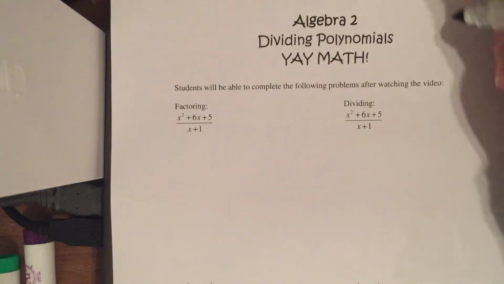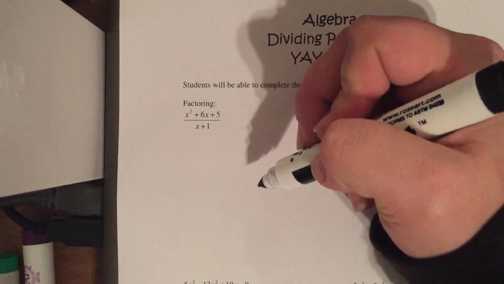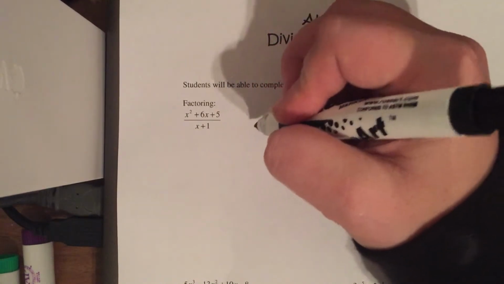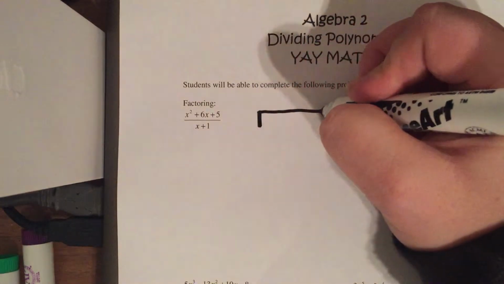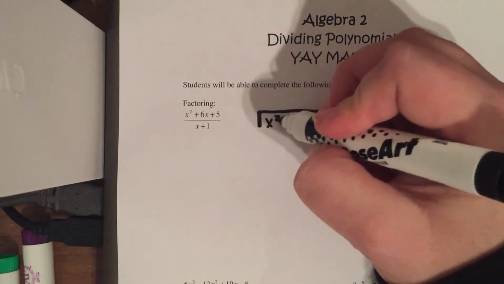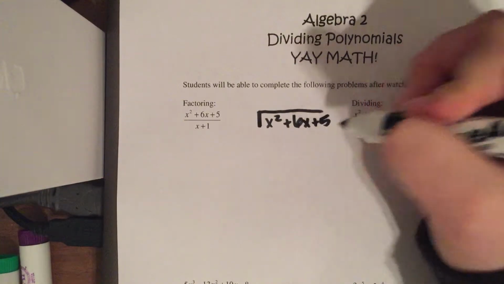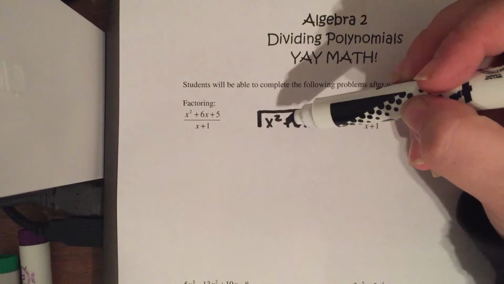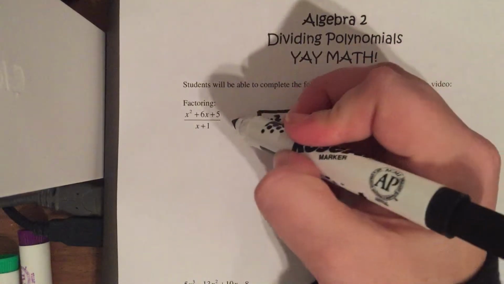So the first thing that we need to do is rewrite our division problem. The thing that's on the top right here is what goes inside our division sign. So there's my division sign. And then I'm going to put x squared plus 6x plus 5. The part that was on the top, we put inside the division sign. Now this part that's on the bottom actually goes outside.